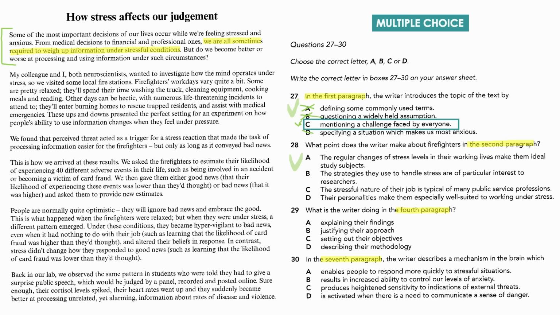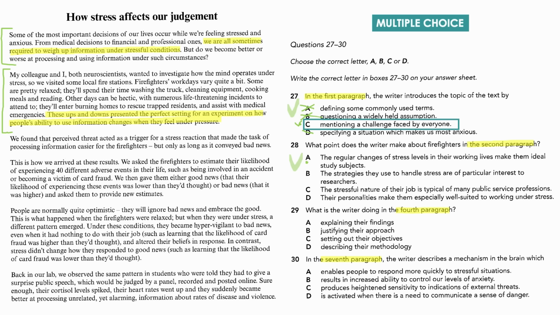What about 28? Again, read the question first. What point does the writer make about firefighters? Let's read the second paragraph and have a look. Starting from option A, the regular changes in stress levels in their working lives make them ideal study subjects. Oh, actually, we've read about it here. These ups and downs presented the perfect setting for an experiment on how people's ability to use information changes when they feel under pressure. And indeed, that's what A is about.